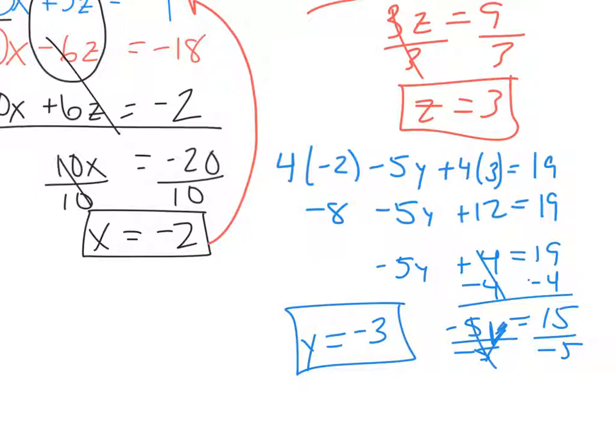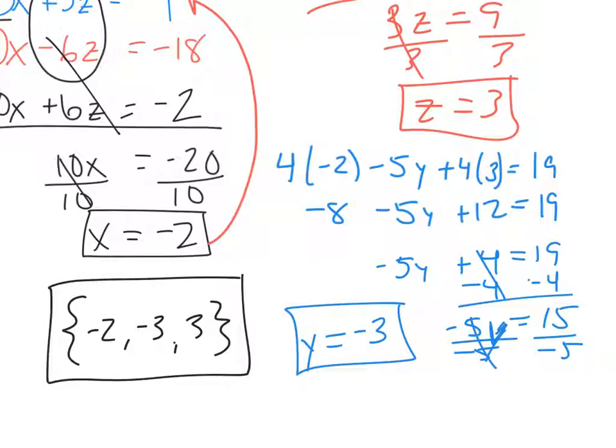If you'd like to, please replay the video to go back and see where things happen. Basically, now your final answer gets written in the form of these braces. Negative 2. You have to go x, y, z. So negative 2, negative 3, and 3. And that would be your answer right there.